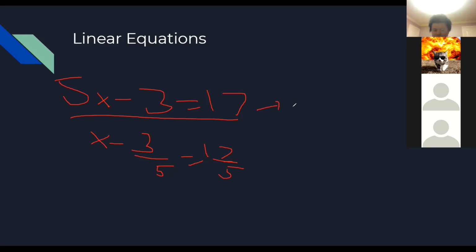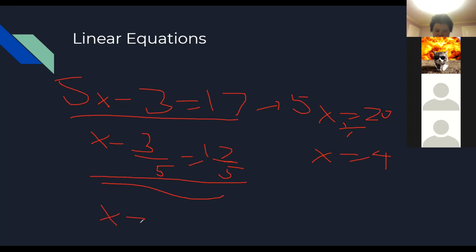So what you do first is you add 3 to both sides. So 5x equals 20. And you then divide like we've done before, which gives you x equals 4. Now, if we went with the other route, we would get x equals 17/5 plus 3/5 equals 4, which is the same answer. Generally, it's easier to add like terms first, which is this route, but this one works as well.